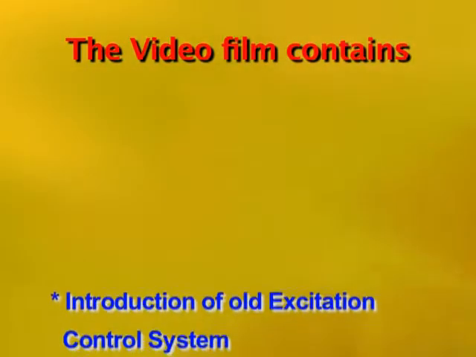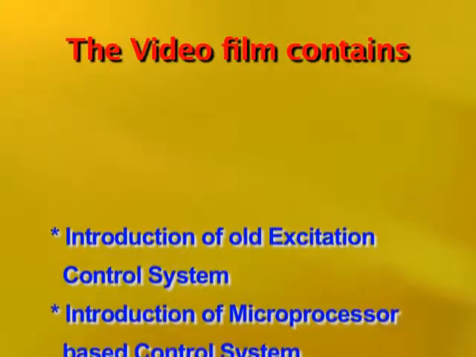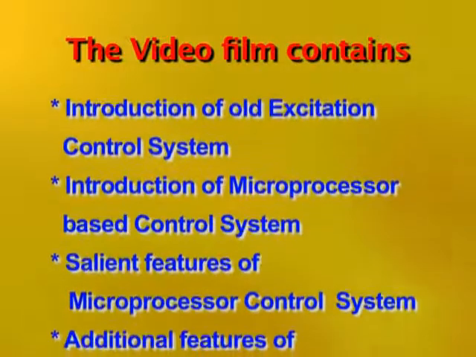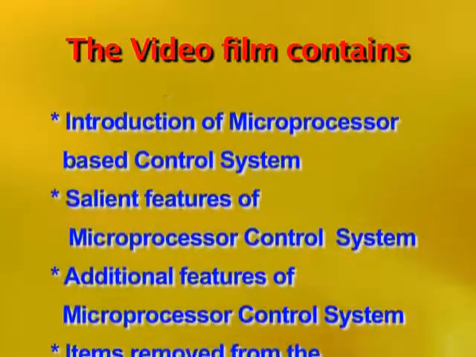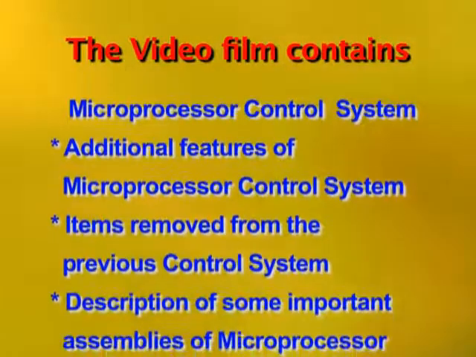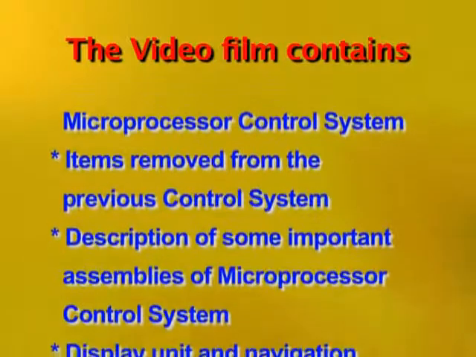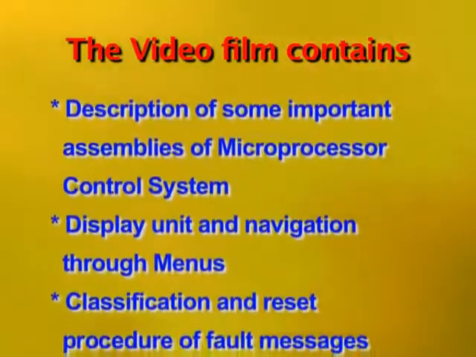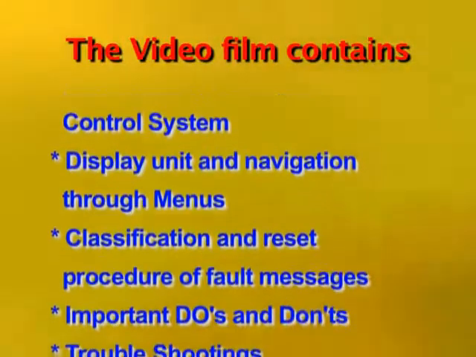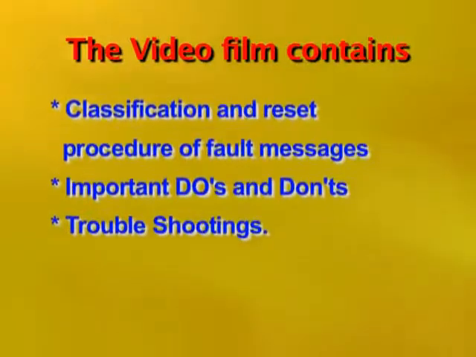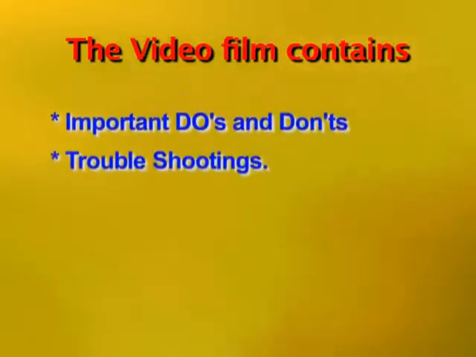introduction of the old excitation control system, introduction of the microprocessor-based control system, salient features of the microprocessor control system, additional features of the microprocessor control system, items removed from the previous control system, description of some important assemblies of the microprocessor control system, display unit and navigation through menus, classification and reset procedure of fault messages, important do's and don'ts, and troubleshooting.